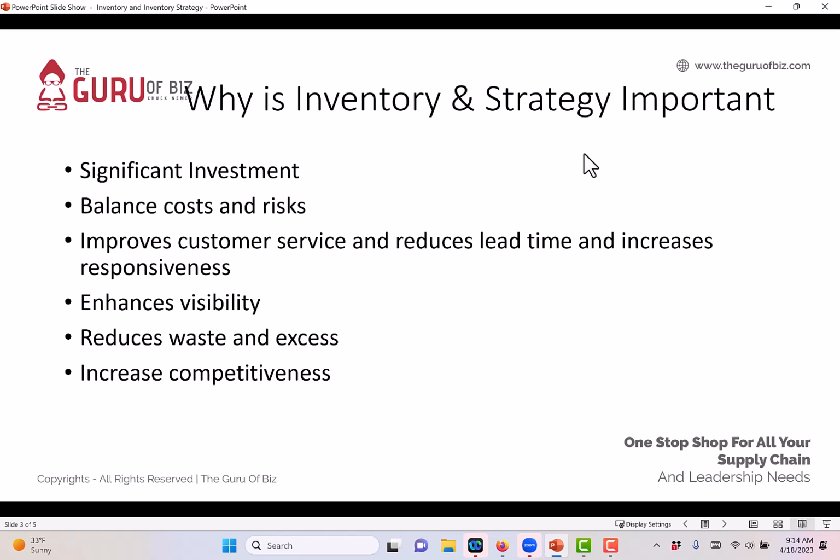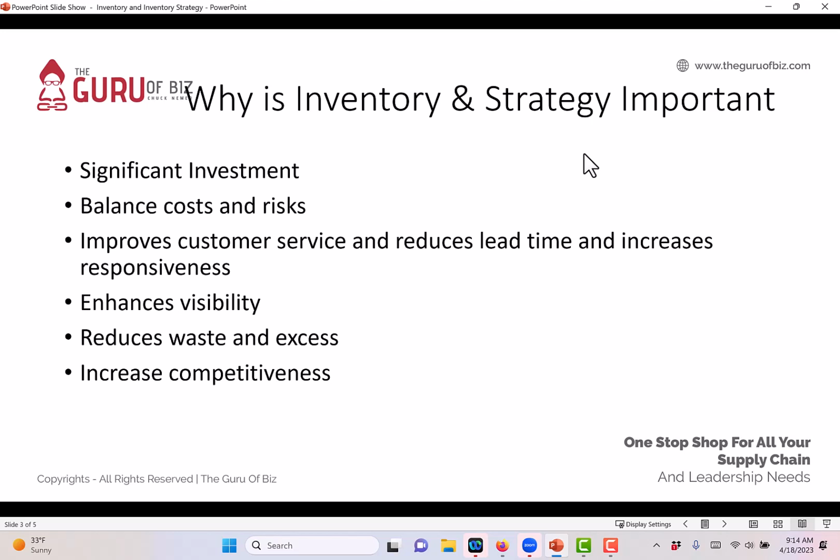The strategy part will help us balance the cost of holding inventory with the risk of stockouts and lost sales by not having the inventory, which ultimately, if we balance that, should result in optimal inventory levels. Inventory management also improves customer service by making sure products are available when customers want them, which can lead to increased satisfaction and loyalty by the customer too.